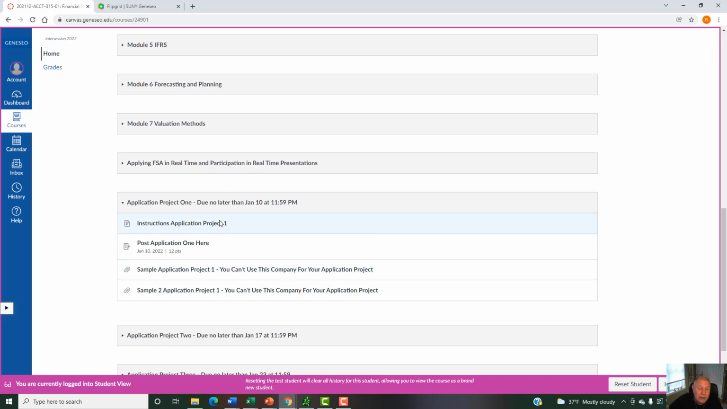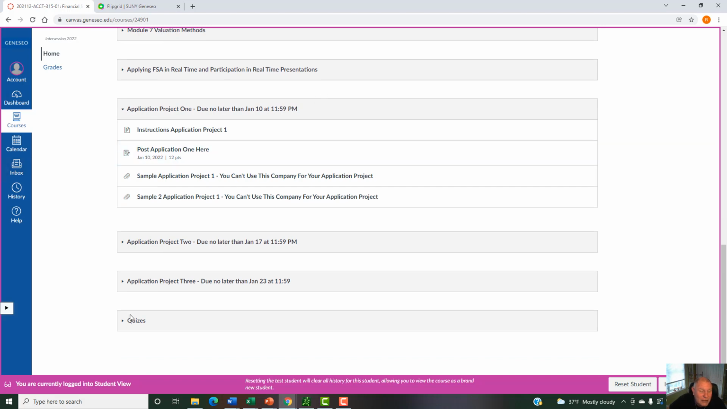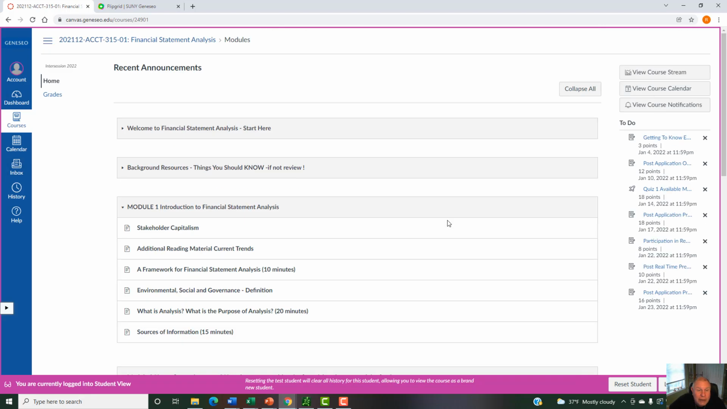Make sure you read the instructions. I plan these out. Don't wait until January 10th at 10 o'clock to start your project. I encourage you to do it sooner. Everything is out here that you need. I'll add different things as we're going along, but there are no material changes. And you do everything in Canvas.